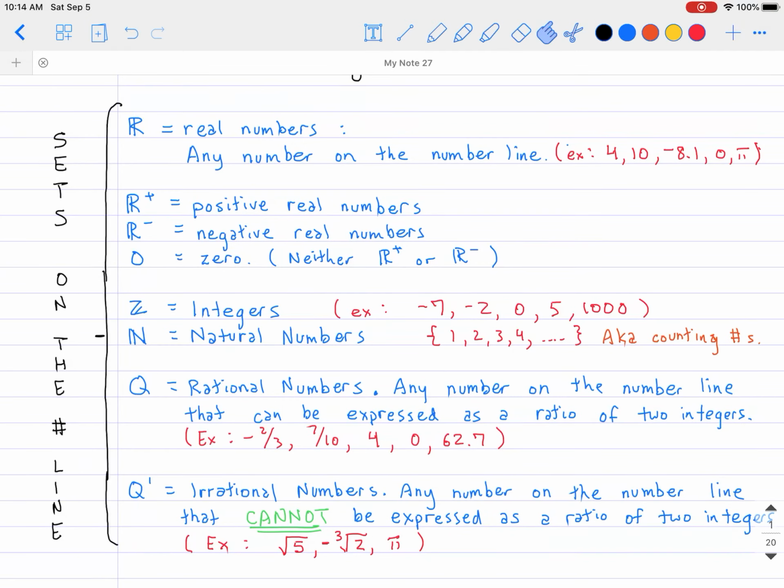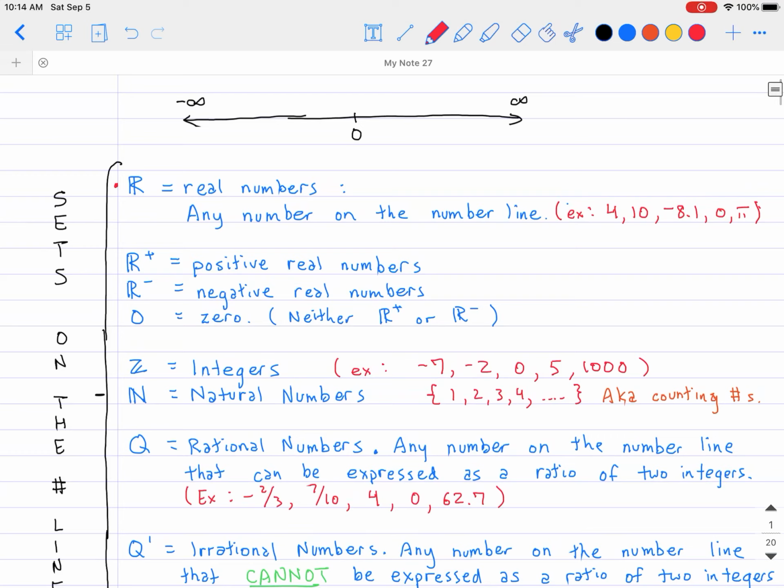The first one we're going to talk about is going to be the real numbers. That is used by the symbol with the R with a little bit of a vertical line going through it. And that is going to be represented as any number that's on the number line. So if you can find a number, then that is going to be on the number line. That is considered a real number. So here are some examples.